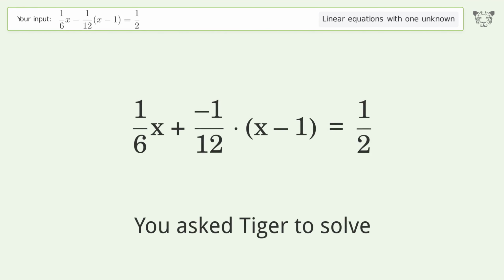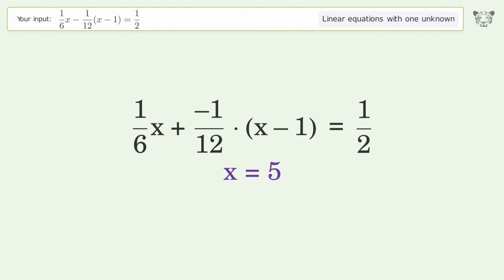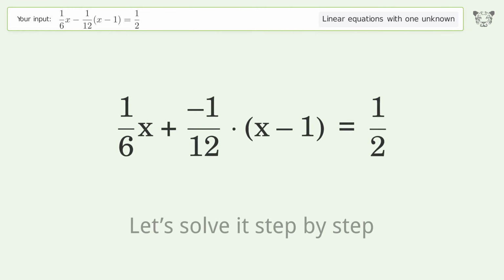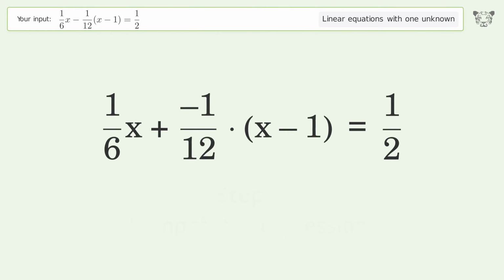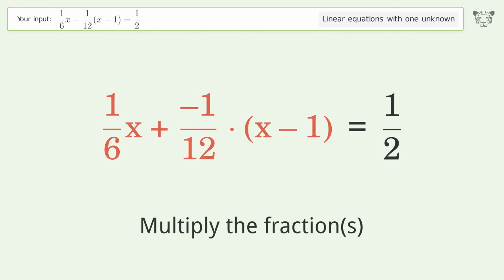You ask Tiger to solve. This deals with linear equations with one unknown. The final result is x equals 5. Let's solve it step by step. Simplify the expression. Multiply the fractions.